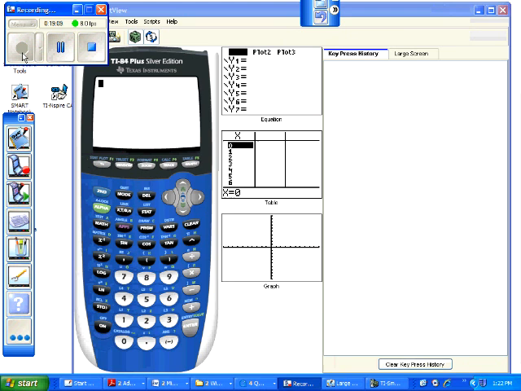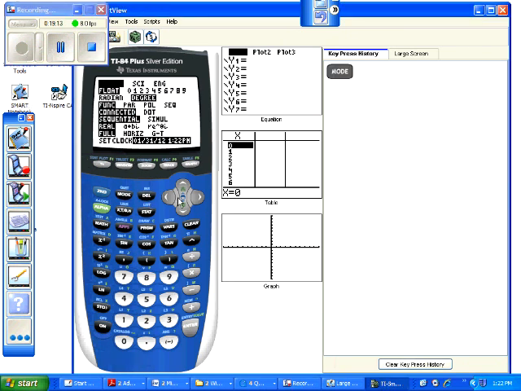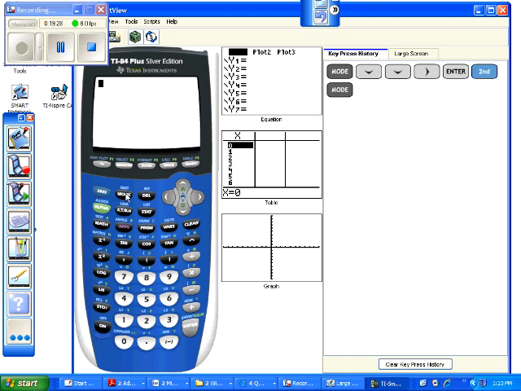Okay, so we're going to hit mode. We're going to arrow down. It would have been on radians, but I've had to do something to the calculator and it went back. So we're going to arrow down and over to degree, hit enter to make sure it's in degree mode, okay? And then we can hit second mode, which is quit, and that'll put us back to the home screen.